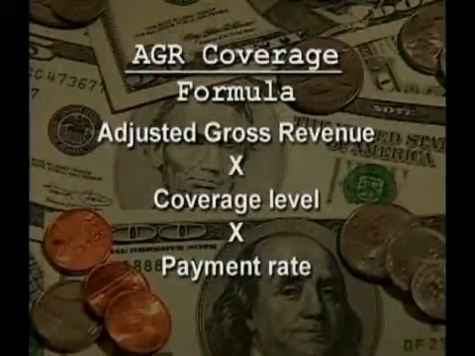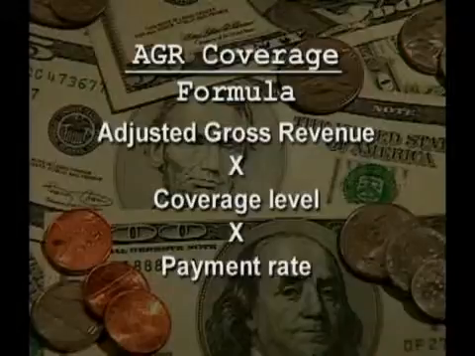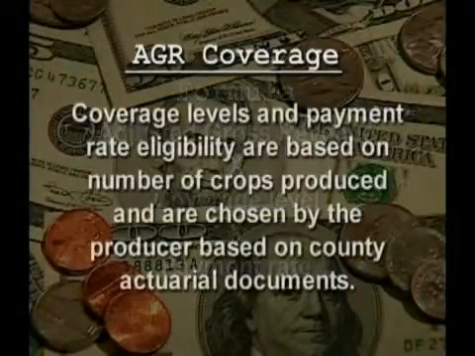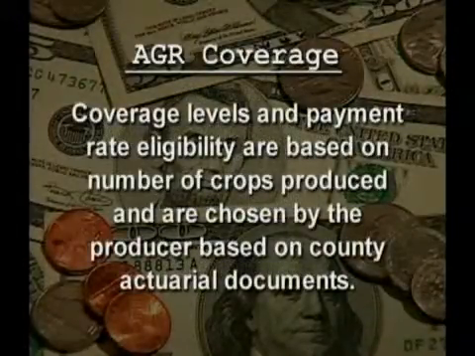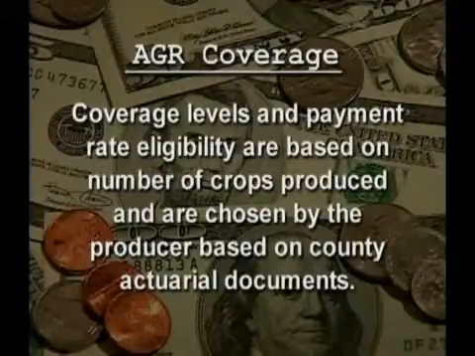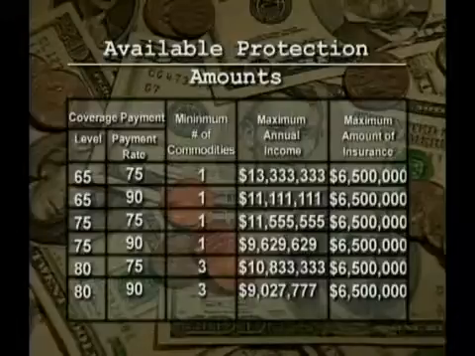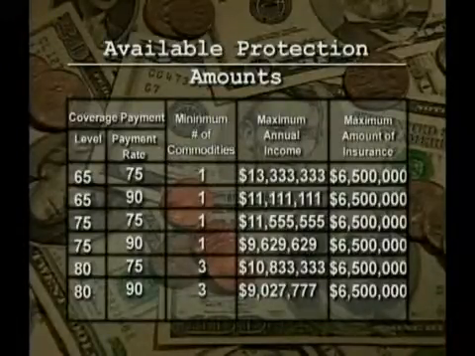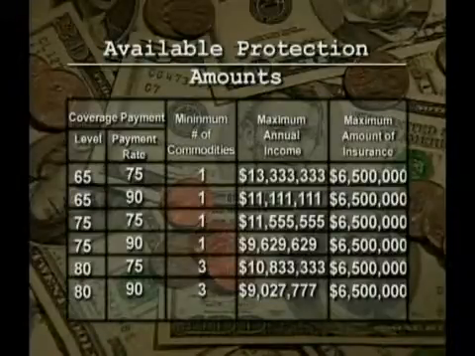So how do you determine the amount of insurance? AGR, the amount of insurance, is calculated by multiplying the approved adjusted gross revenue by the producer's selected coverage and the payment rate percentage. Coverage levels and payment rate eligibility varies by the number of commodities produced and are selected by the producer from the county actuarial document. A producer can only select one amount of coverage. As we see here in the table, you have coverage levels of 65, 75, and 80%, with two payment rate options of 75 and 90%.